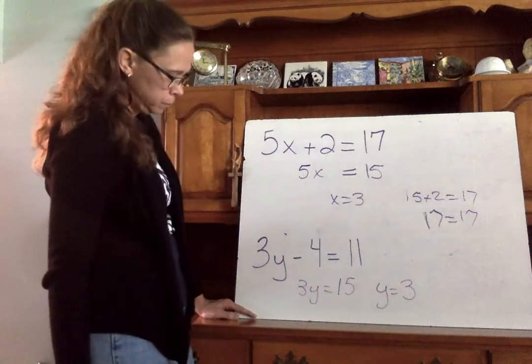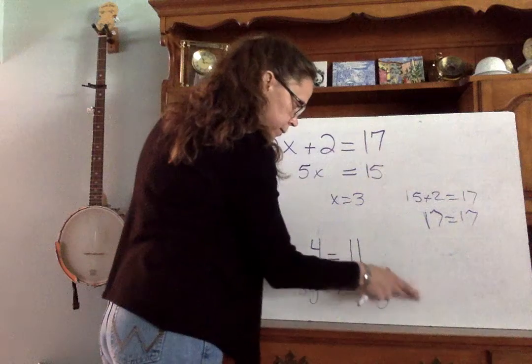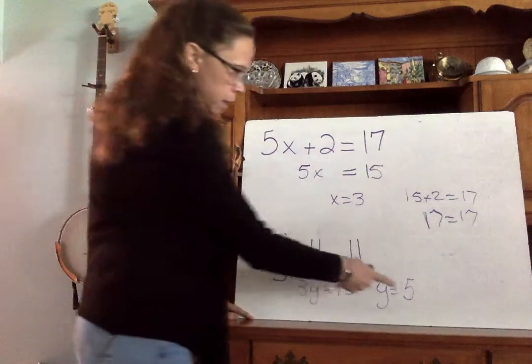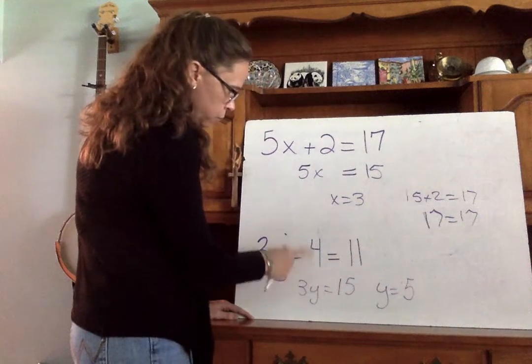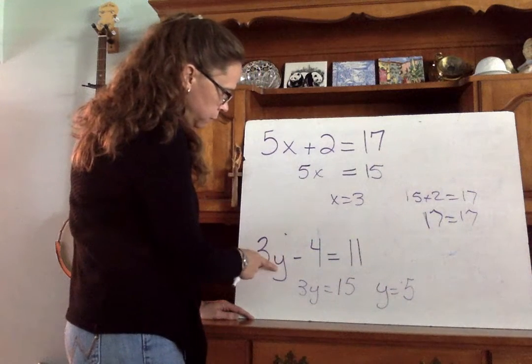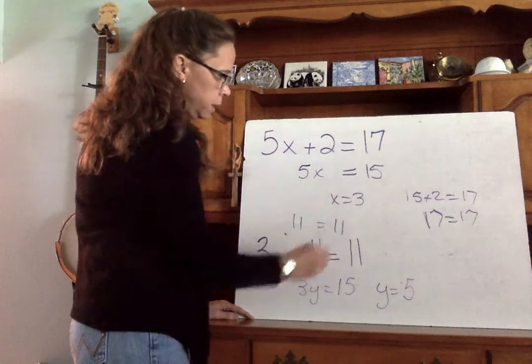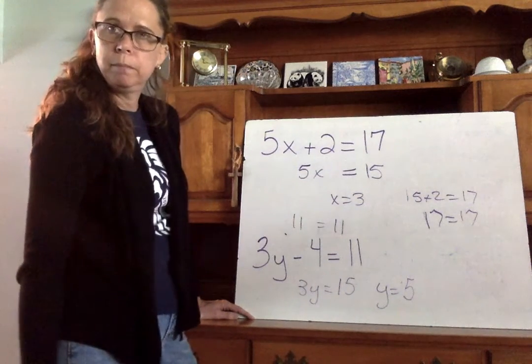3. Not 3. 5. Let's see. Put a 5 in for y. Oops, up here. 3 times 5 is 15. 15 minus 4, it's 11. Does 11 equal 11? Yep.